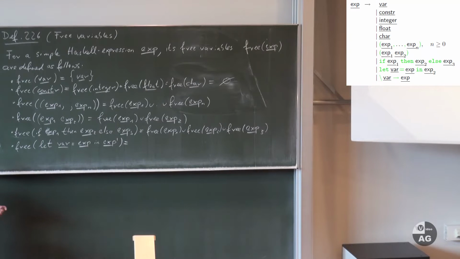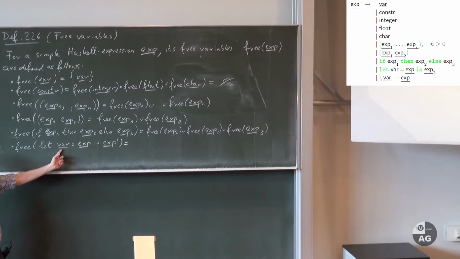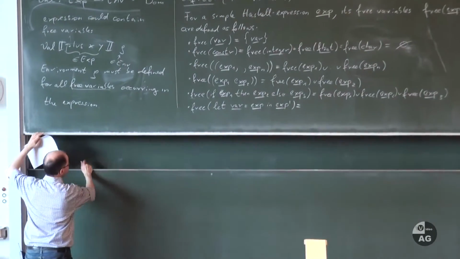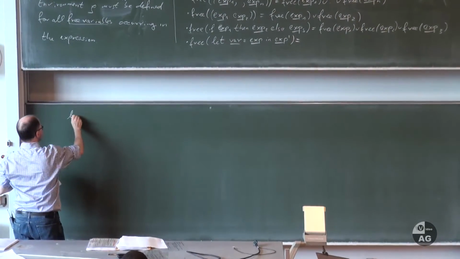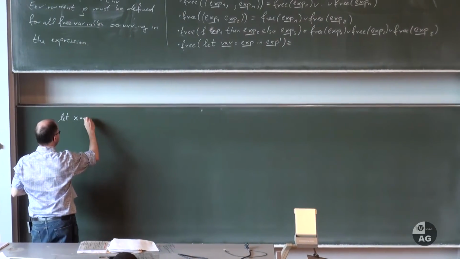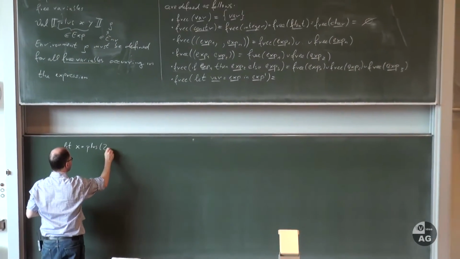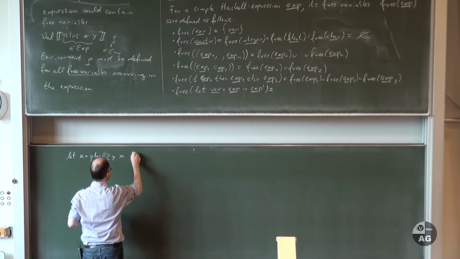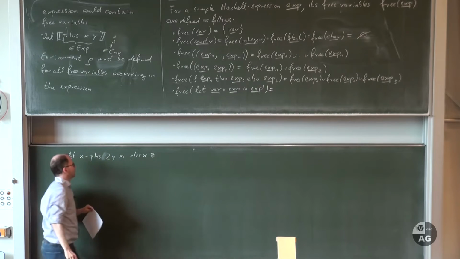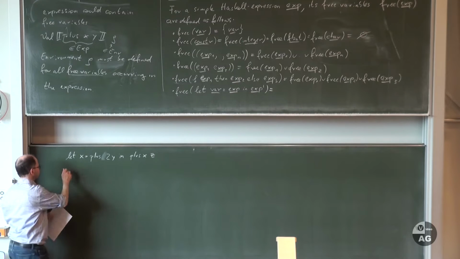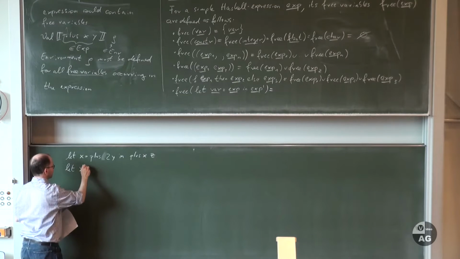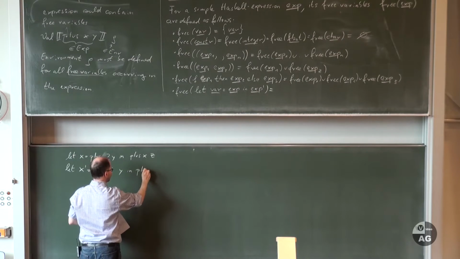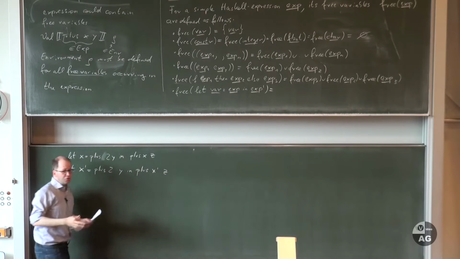Well, what are the free variables? Now this variable is not free, because how we call this variable doesn't really matter. I mean, if we write let x be whatever plus 2y in plus xz, whether we write this or whether we write let x prime be plus 2y in plus x prime z, that shouldn't really make a difference.